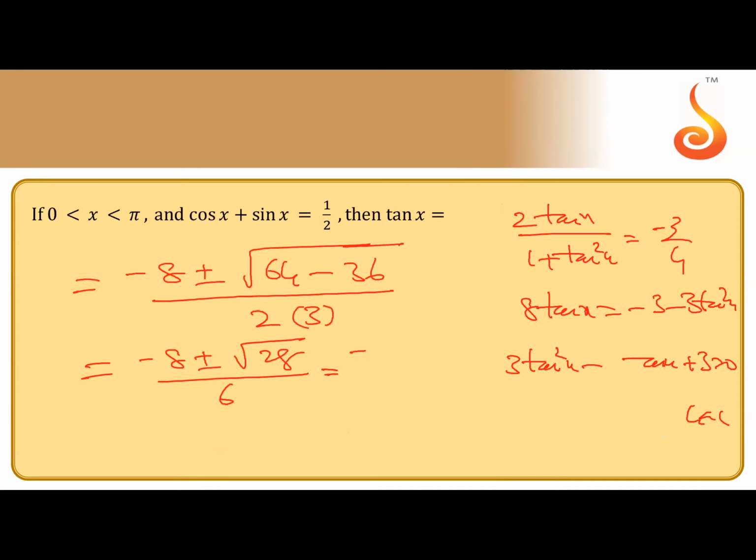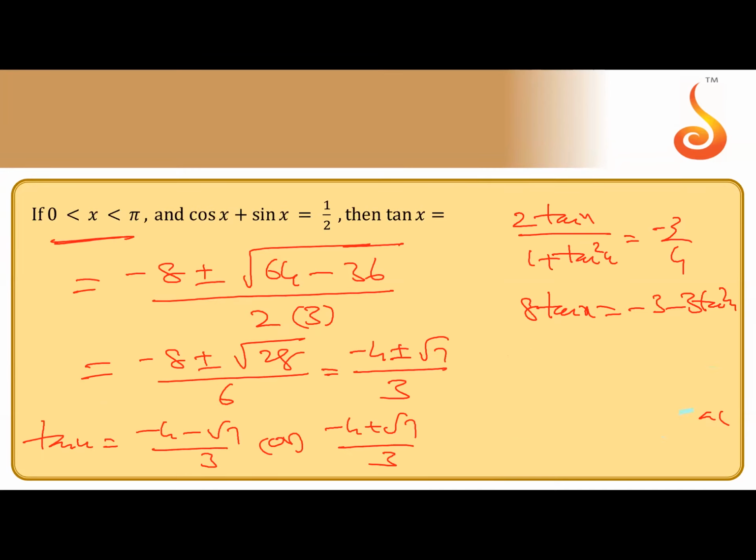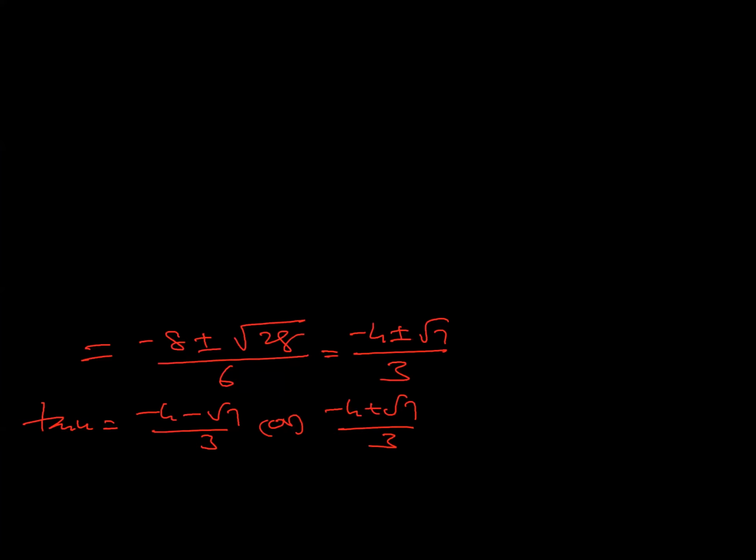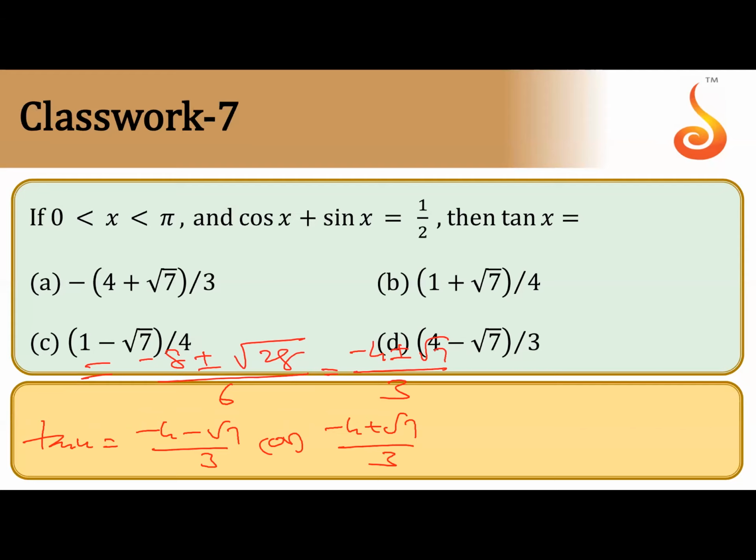Look at the options. Which option is matching with this value? We'll go to options and check what is the right answer. Minus 1 minus root 7 by 3, minus 1 plus root 7 by 3. What is the right answer? Yes, A is the answer. Minus comma, that will be correct only. A is the right answer.